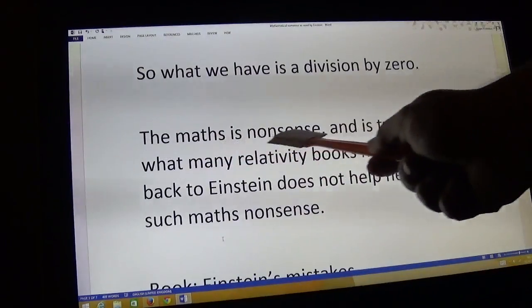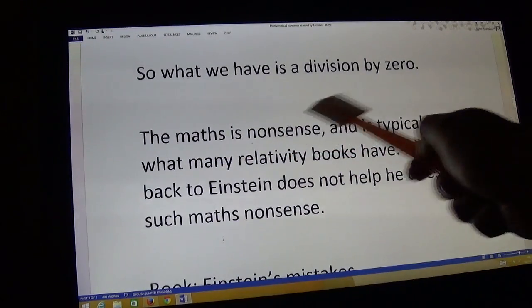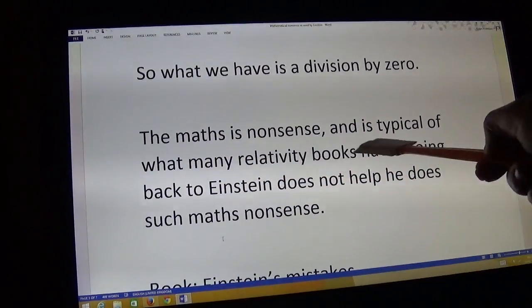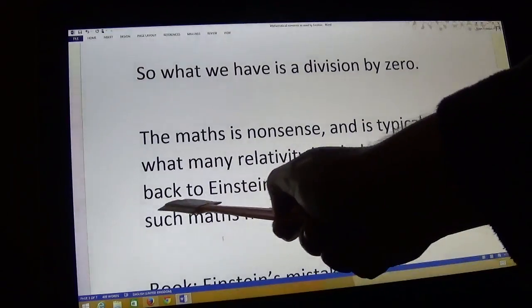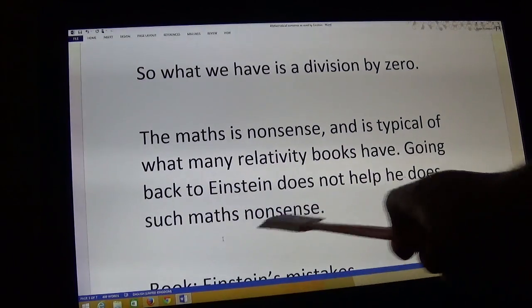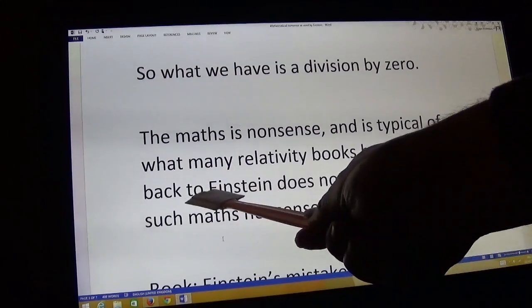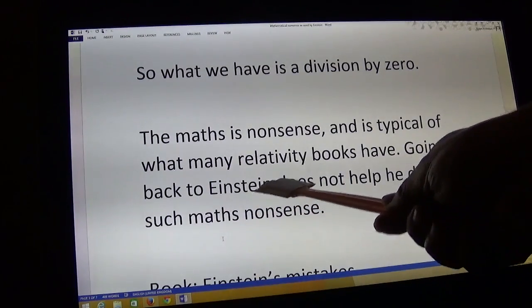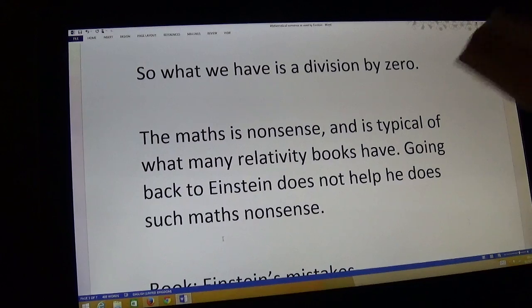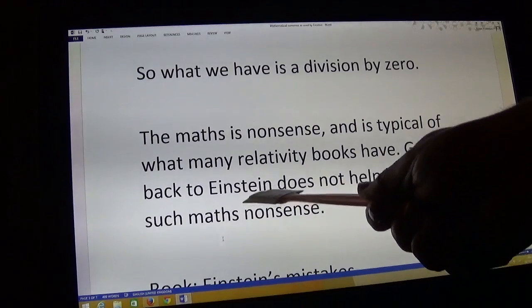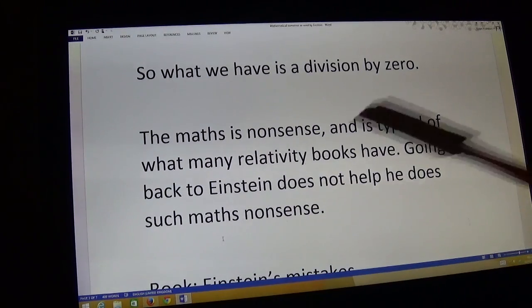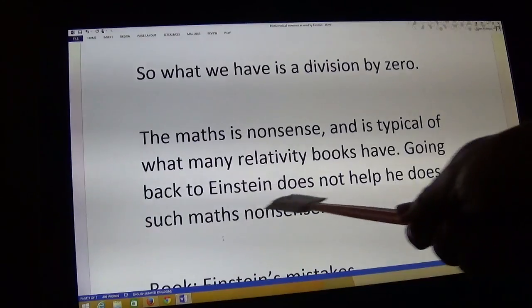The maths is nonsense and is typical of what many relativity books have. Going back to Einstein does not help. He does such mathematical nonsense. I.e., if you look in Einstein's papers on relativity, his favourite trick is to divide by 0. So he's no help. He's just doing mathematical nonsense as well.